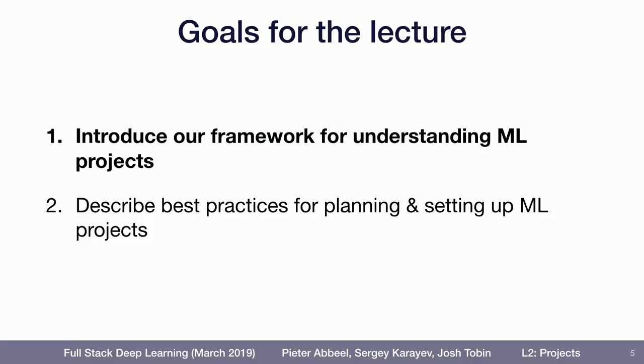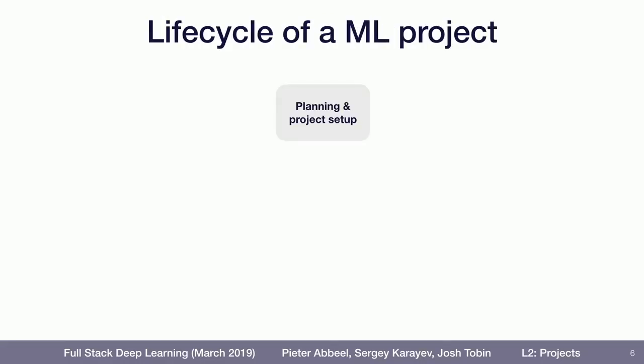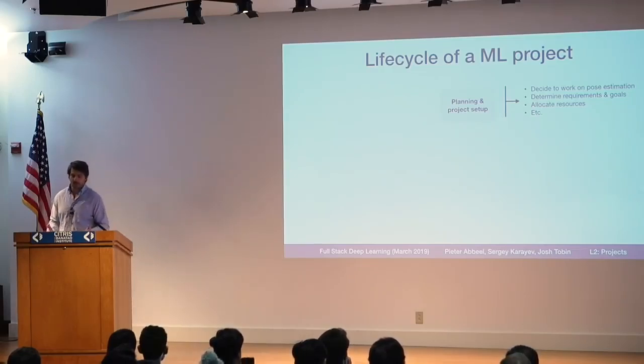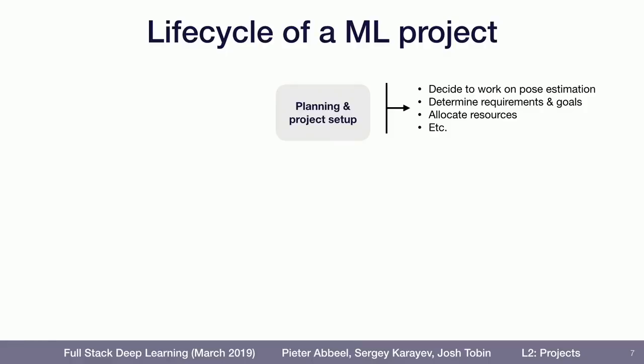Okay, but before we dive into the specifics of that, I'm going to talk about the framework that we're going to keep using throughout this course. So here's how we think about the life cycle of a machine learning project. We start in the planning and project setup phase. And so for Full Stack Robotics, this would be things like deciding that we need to work on pose estimation at all, and then figuring out what the goals of the pose estimation project are, determining what resources we need, and making sure that we have resources set up for the project. And this is most of what I'll focus on in this lecture.